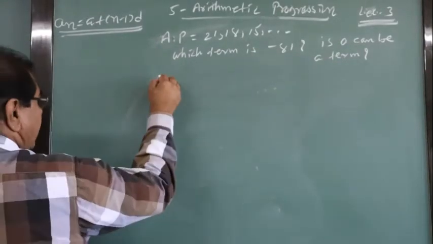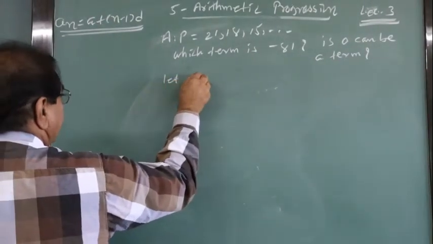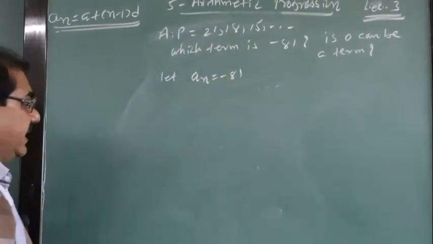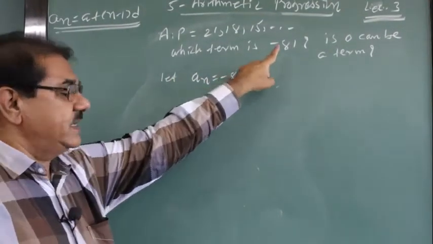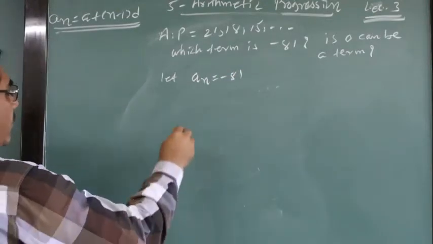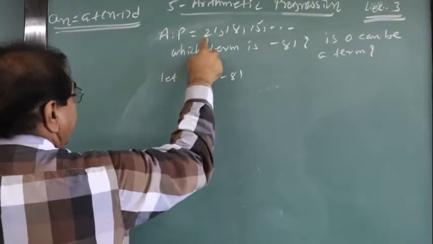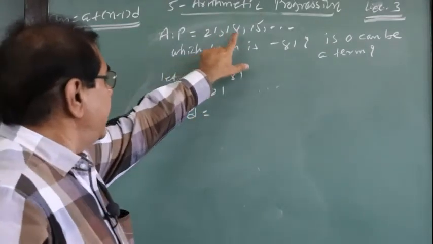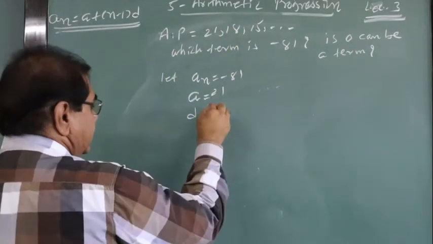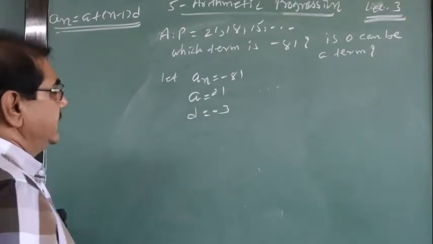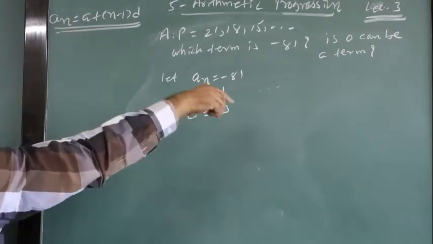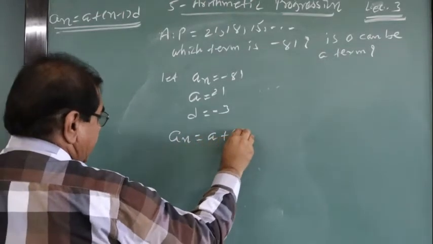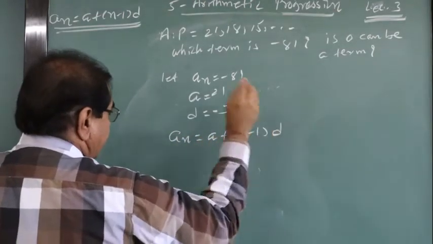So we first of all assume that An is equal to minus 81. Nth term of the AP is minus 81. Now what is A here? A is 21. What is the difference? 18 minus 21. It is minus 3. So now I write the formula first. An is equal to A plus (n minus 1) into D.